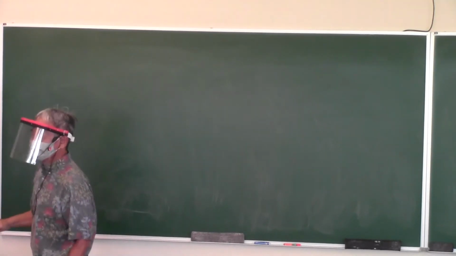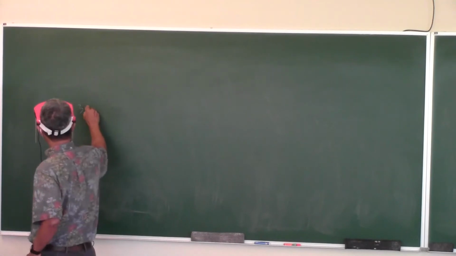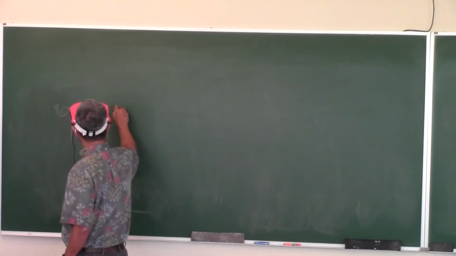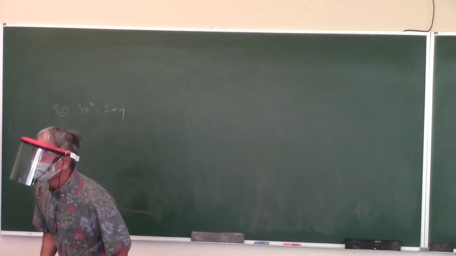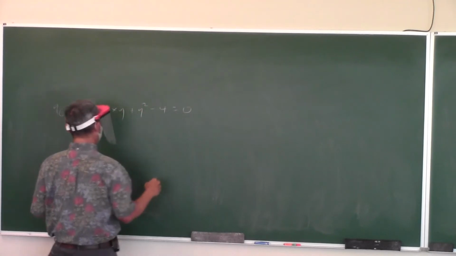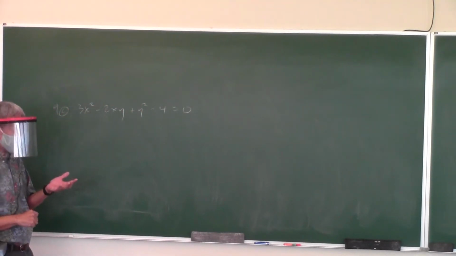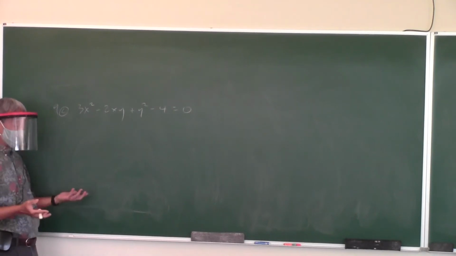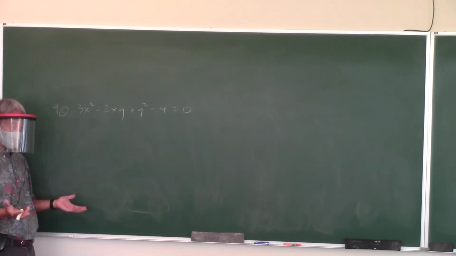9C, 3x squared minus 2xy plus y squared minus 4 equals 0. Okay, this is not a function because of that y squared there. So what do you do? How do you graph something that's not a function? Because your calculator only graphs functions.